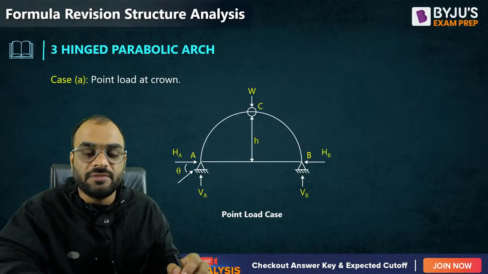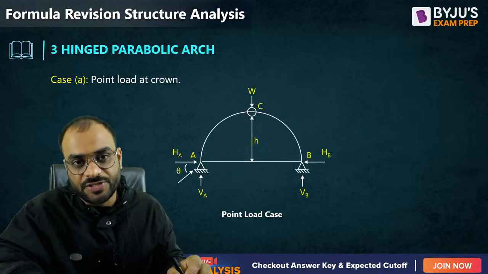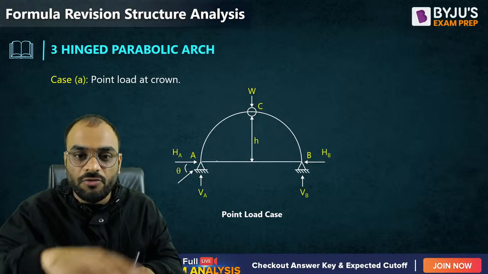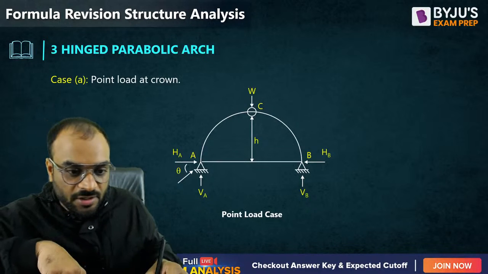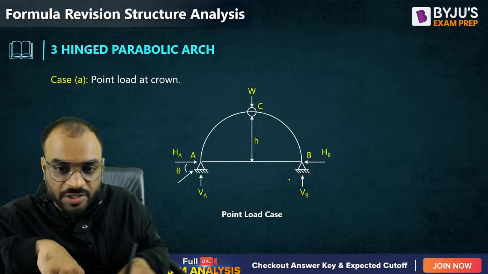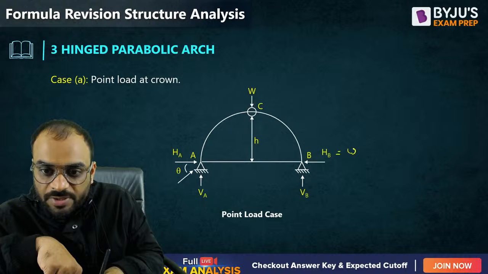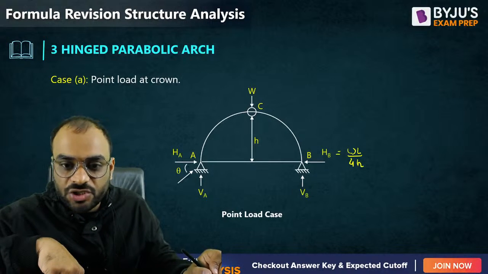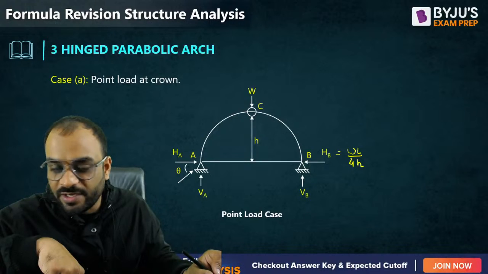Next one is basically our arches. So for arches guys, what is the value of horizontal thrust? Very important. Just remember the horizontal thrust values, it is very important, right? So this will be WL by 8H, PL by 4H, WL by 8H.